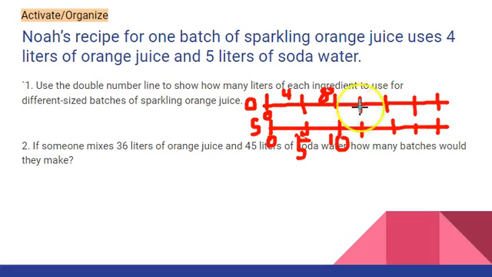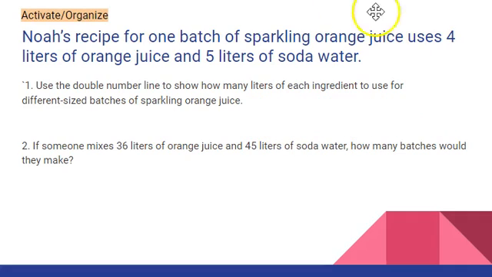If I kept going, I could easily just skip count and put in what I needed for each spot, right? As long as that ratio still has that 4 to 5 ratio, I could go as far as I need to.